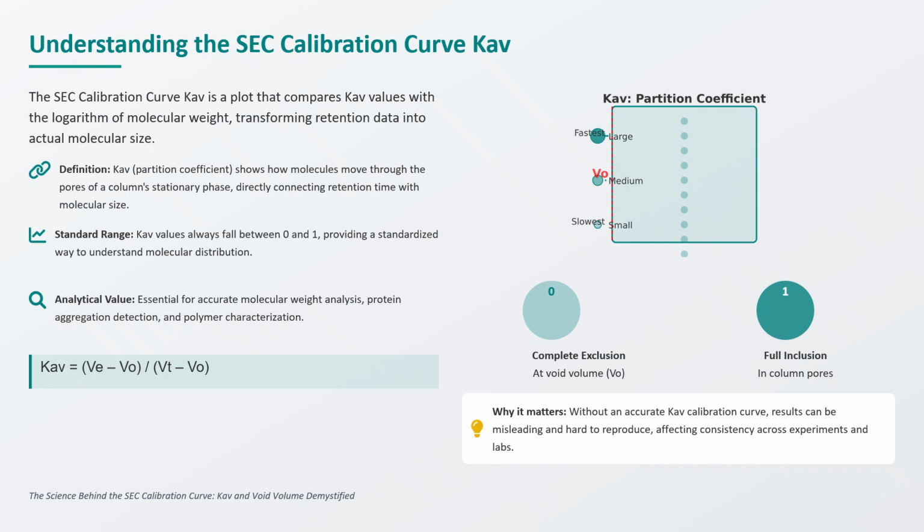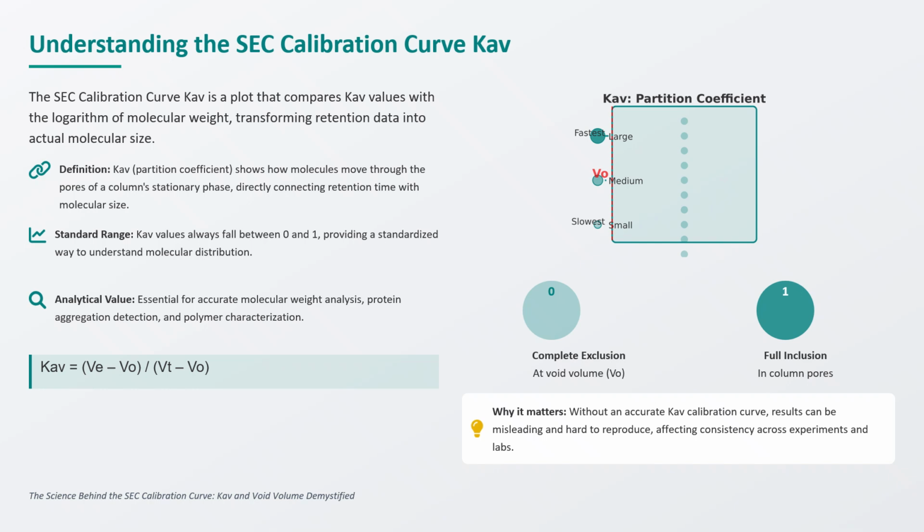The SEC calibration curve is where raw chromatographic data turns into meaningful molecular insight. This curve plots CAV on one axis and the logarithm of molecular weight on the other. So what exactly is CAV? CAV is the partition coefficient. It describes how much of the column's pore volume a molecule can access.